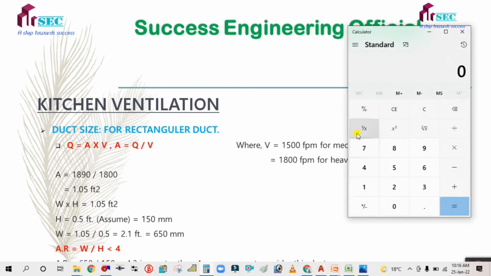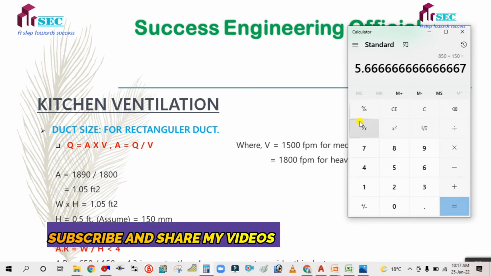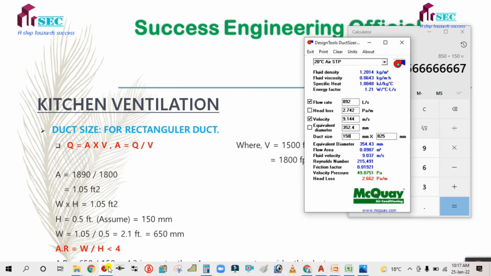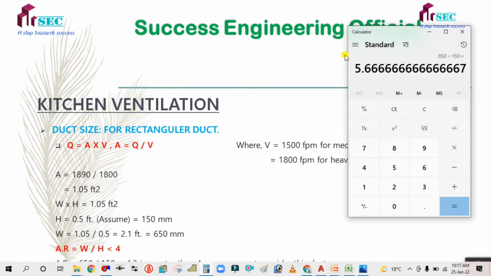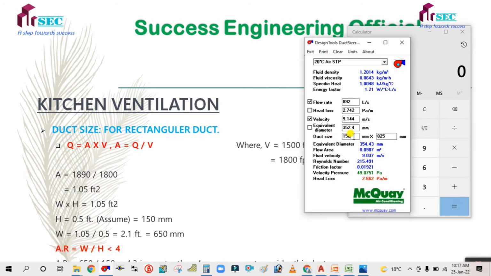So aspect ratio is nothing but the bigger size of the duct divided by the smaller size of the duct. So we are getting 850 divided by 150. Aspect ratio should be 4:1. So once we calculate with the duct size, your aspect ratio is not matching. That means what you will do, you have to increase the height of the duct.